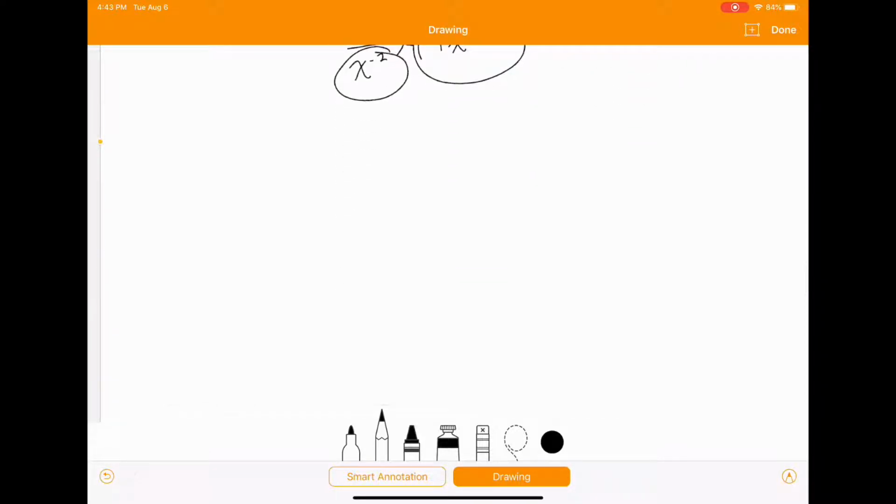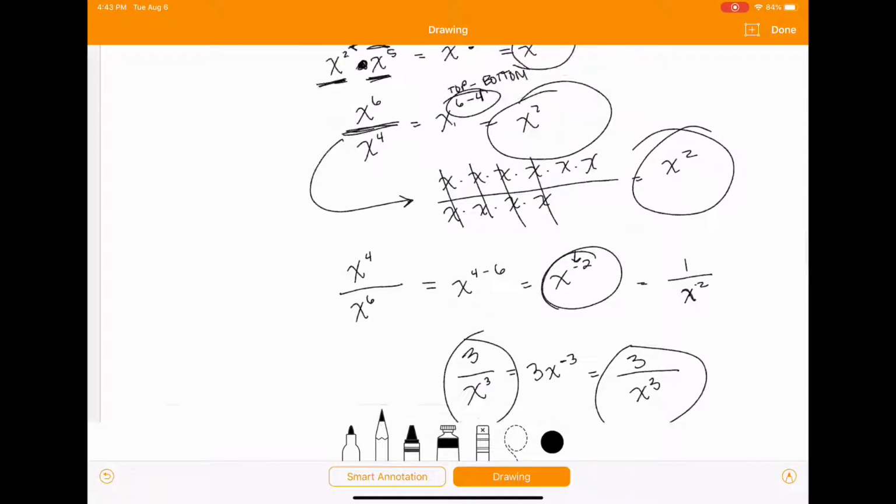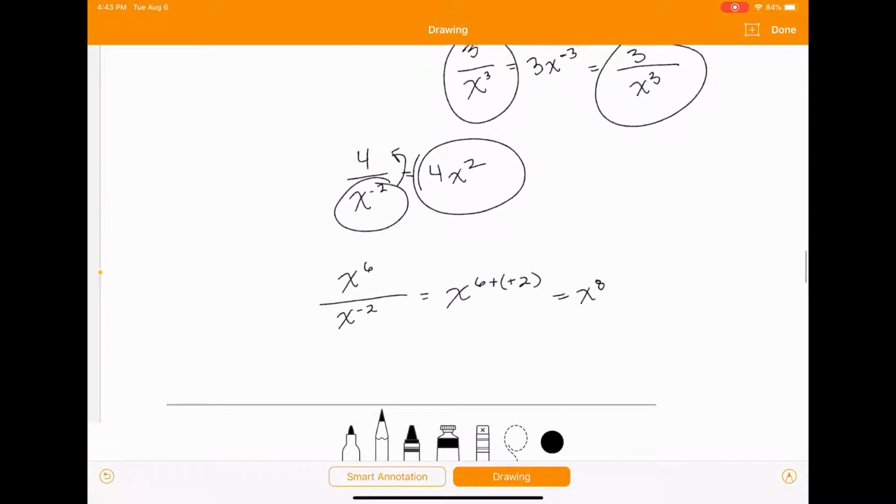And again, if you've got positive or negative in your operations, it's okay. It's going to work out as long as you keep track of your signs. So if you had x to the 6th all over x to the negative 2, so that's going to be x, top minus the bottom, so minus a negative 2, which ends up being a positive, so that's x to the 8th. So those are just some basic rules as far as exponents go.